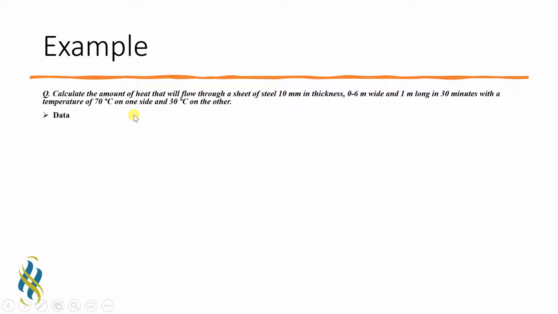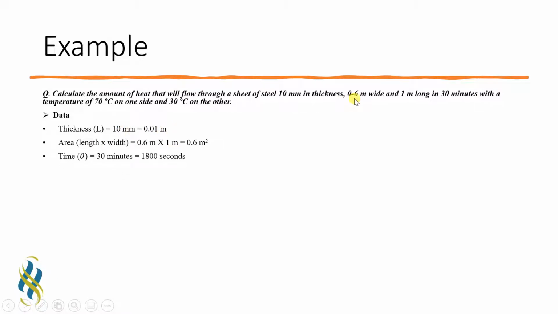So let's see what is the data for this example. Thickness is expressed as L and it is 10 millimeter. We will convert this into meter, which will be 0.01 meter. Area here is presented in the form of length into width, so we'll multiply the length into width and we'll have 0.6 meter square of area. Time given here is theta, which is 30 minutes. We'll again convert it into seconds: 30 minutes are equal to 1800 seconds. Temperature 1 or T1 is 70 degrees Celsius and temperature 2 T2 is 30 degrees Celsius.